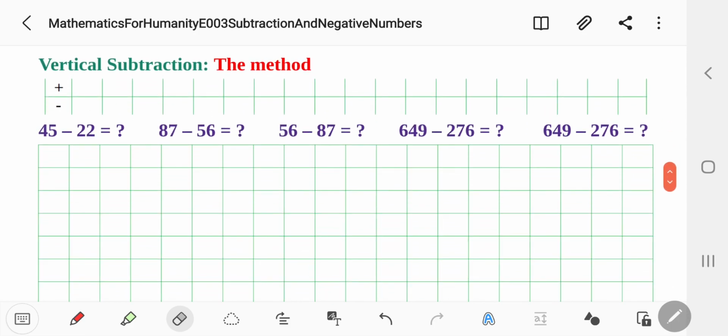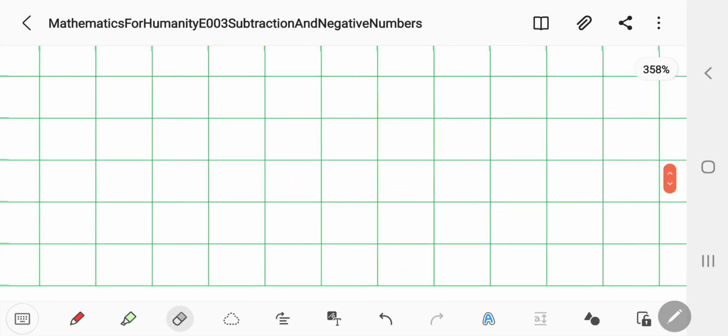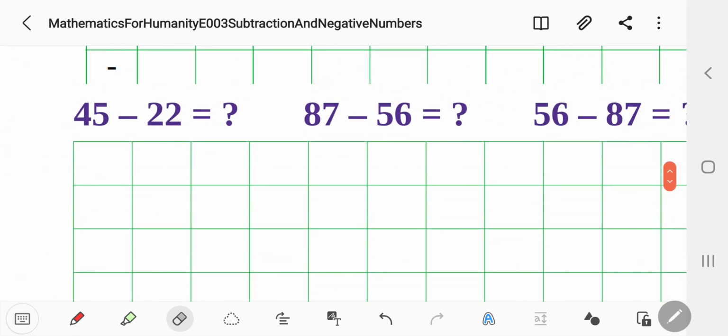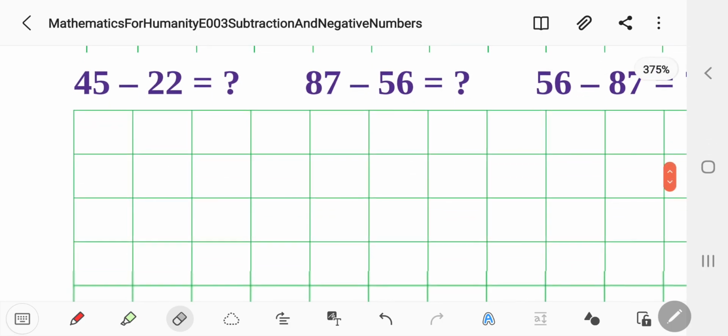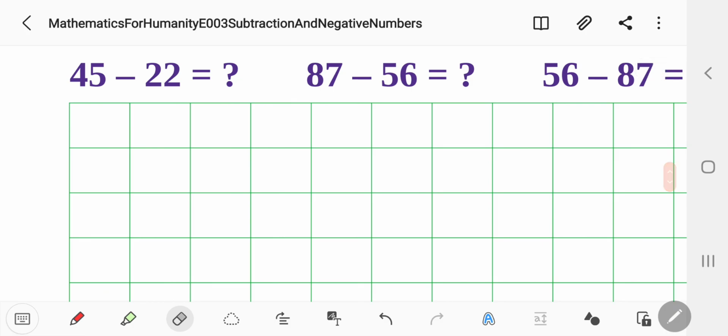So vertical subtraction. Let's do this by grids. That's just like what we did in addition. So you have 45 minus 22. What's this? This is just 5 minus 2. This is a 3. And then you have 4 minus 2 is equal to 2. That's just 23. So the answer here is 23.